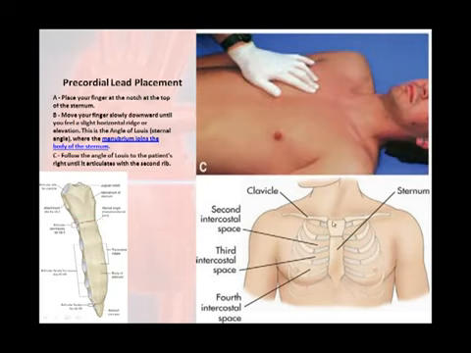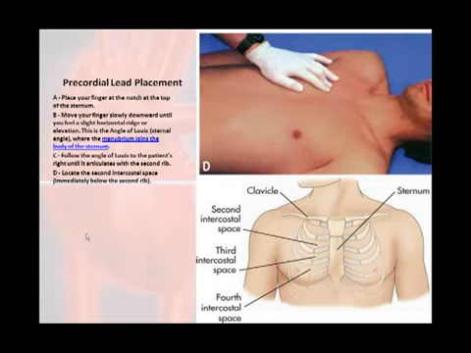The next step is that you find your joint right here, the angle of Louis, and you migrate over here to the left because your first placement is going to be on the left side. As you move your fingers across, you will run into the articular facet of the second rib. This bump that you feel right here on the outside of the sternum is the second rib.